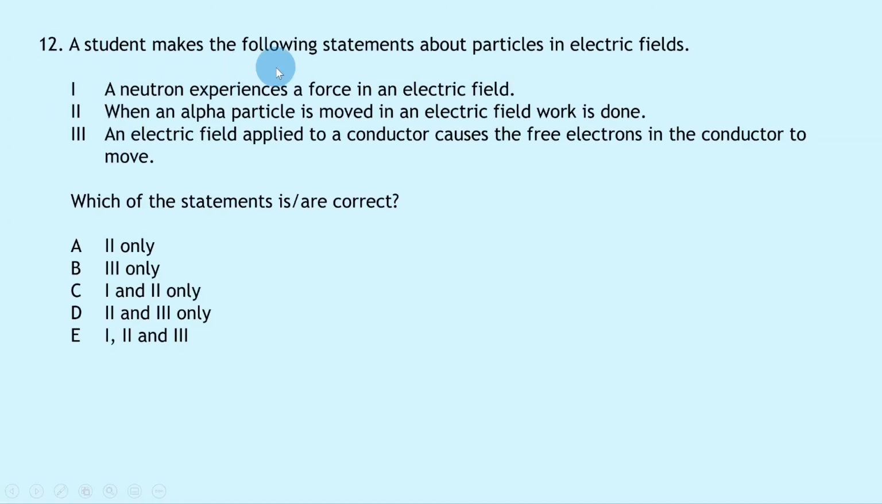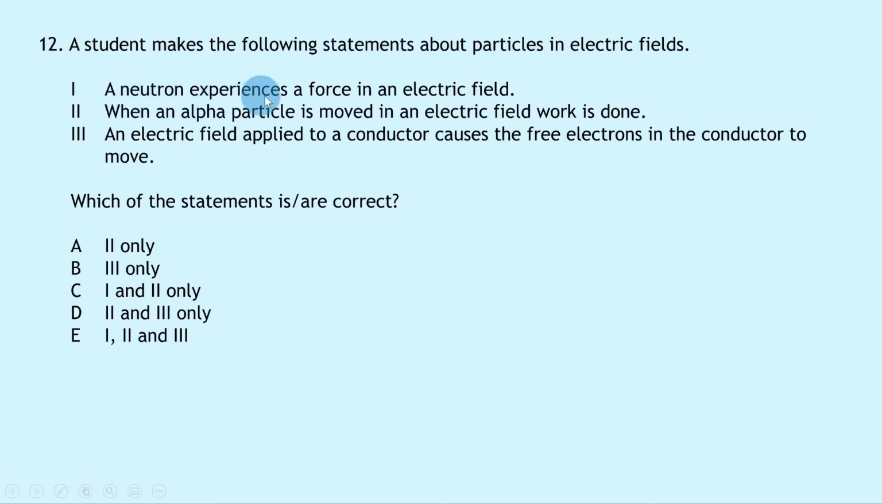Question 12 says a student makes the following statements about particles in electric fields. Statement 1 says a neutron experiences a force in an electric field. Statement 2 says when an alpha particle is moved in an electric field, work is done. And statement 3, an electric field applied to a conductor causes the free electrons in the conductor to move. Which of the statements is or are correct? Well, let's look through each statement in turn and decide which ones are true or false.